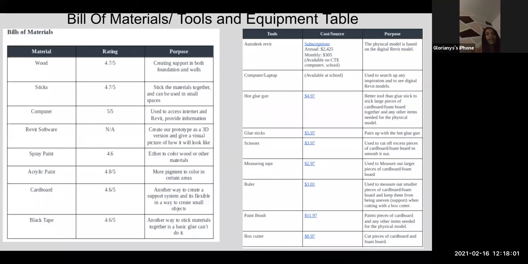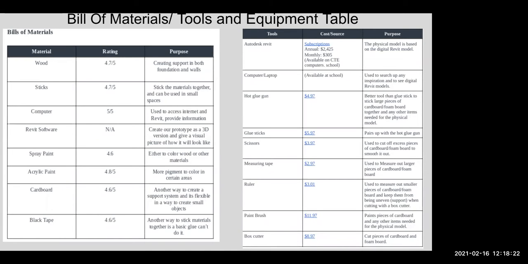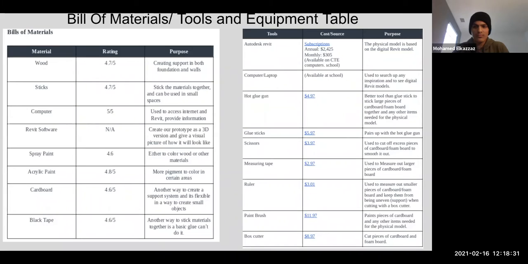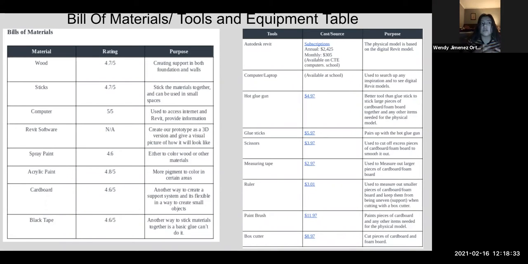So here we have the bills of materials, and it's just a couple of materials that we will be using for our physical model, which includes wood, spray paint, acrylic paint, cardboard, etc. It also includes the Revit software since we are creating a Revit model. We also have the tools and equipment, which correlate with the bills of materials since it's a physical model. It includes the measuring tape and a ruler, anything like that. And we also have the cost, to show it's cost effective.